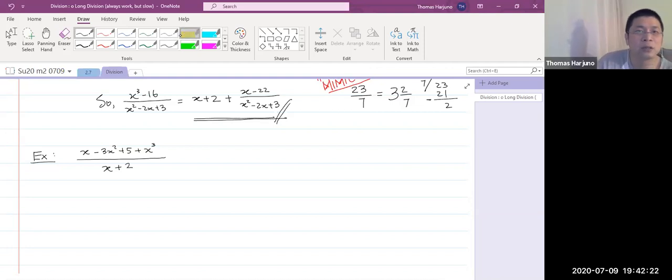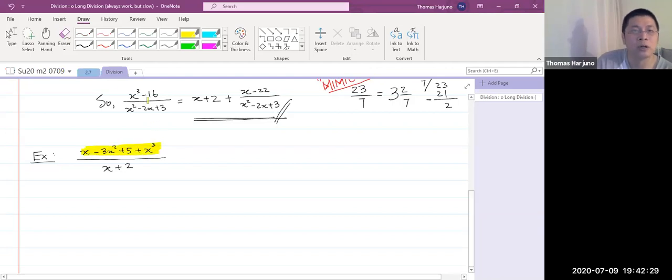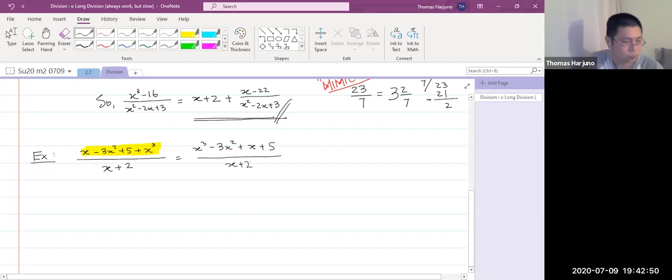Now notice that we have a problem at the top. It's not in descending order. So redo it first. Reorder it. So that will be x cubed minus 3x squared plus, I'm sorry, plus x plus 5. And at the bottom, we will have x plus 2. Okay, so reorder that first.